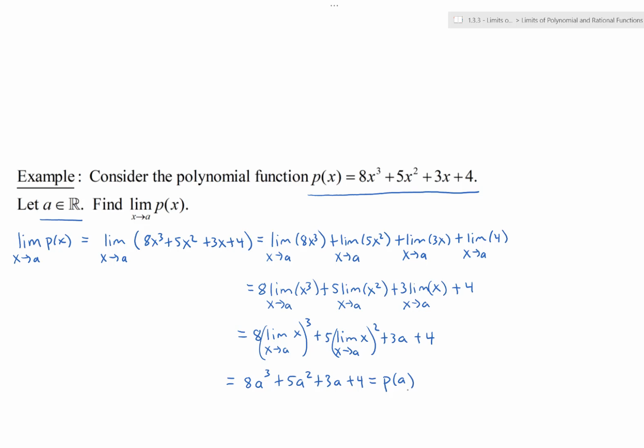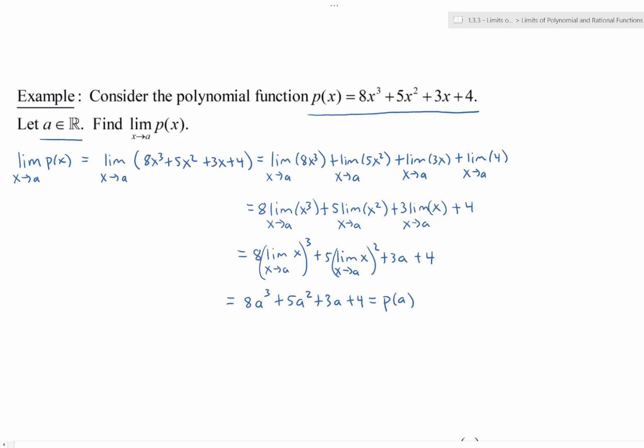So you can imagine doing this for any polynomial, and though it's not being proven, it's reasonable to conclude that in fact every polynomial function, when you take its limit as x goes to some real number a, is just the value of the function at that number a.